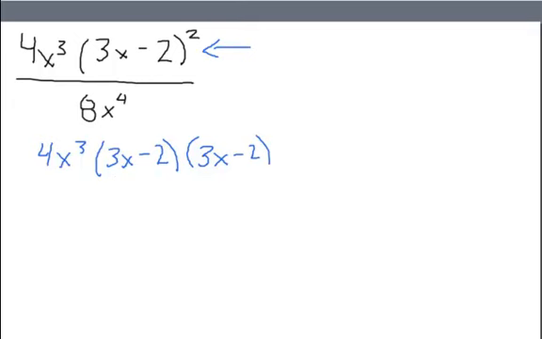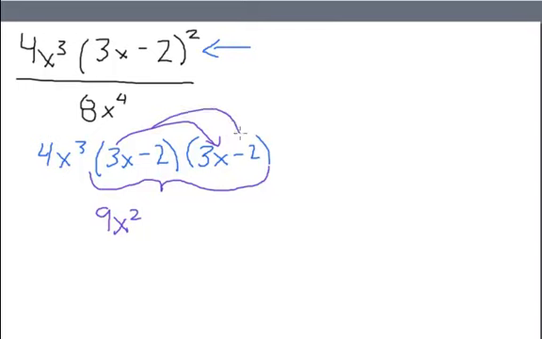Okay, so let us now work with the two binomials here side by side. I'm going to ignore this 4x³ right now and just work with this. So 3x times 3x, that's going to give me 9x². 3x times negative 2, that's going to give me negative 6x. Negative 2 times 3x, another negative 6x. And then lastly, negative 2 times negative 2, positive 4.